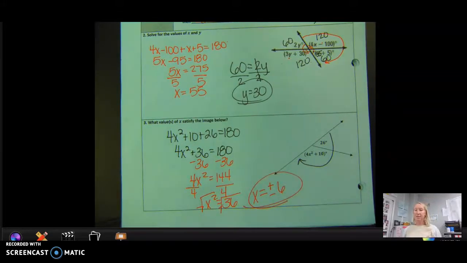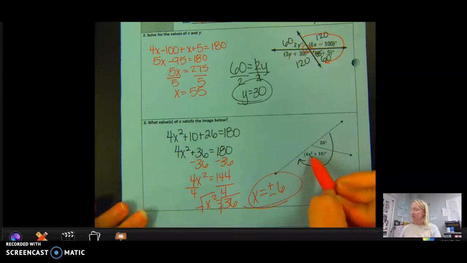And both answers actually make sense in this guy because I could put in a positive 6 and do positive 6 squared, which is 36 times 4, or negative 6 squared, which is a positive 36 also.